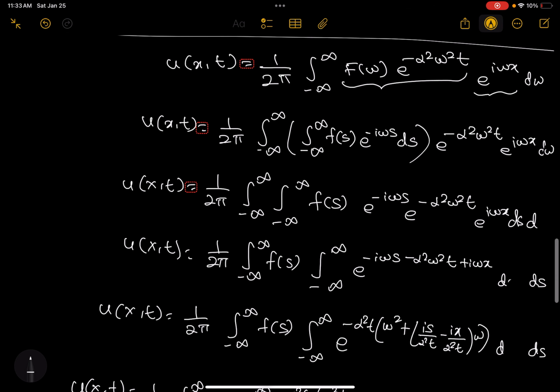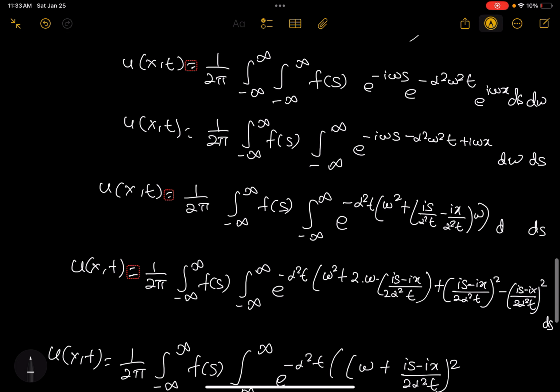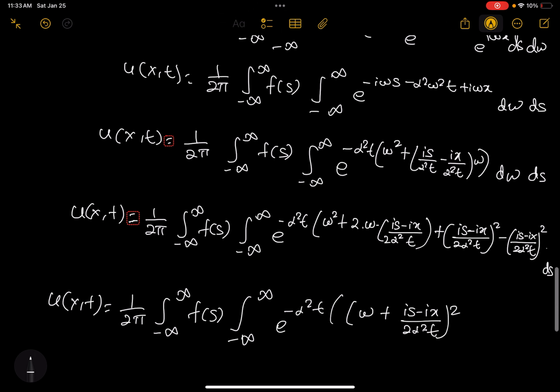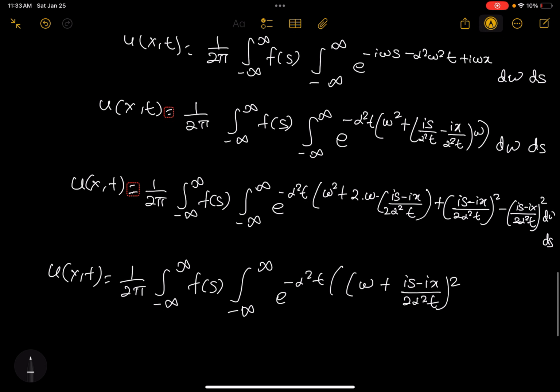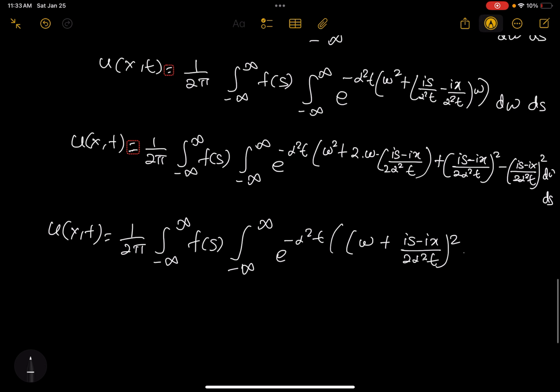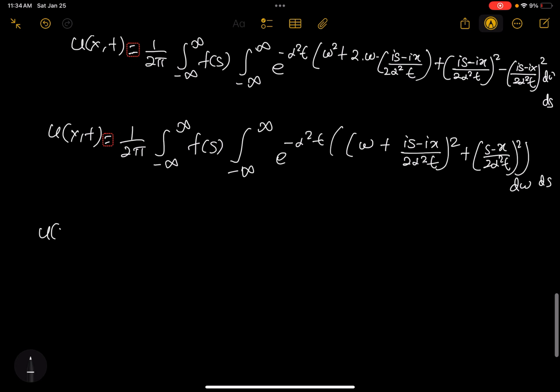Omega, omega, omega. Yeah, no, it's okay, that's fine. And then we'll have a minus over here. Actually, there's a minus sign, but also there's i square from inside. So that square makes it plus, and then s minus x by 2 alpha square t square, right? And then d omega ds. Okay, now we only have slightly a few more steps to simplify.